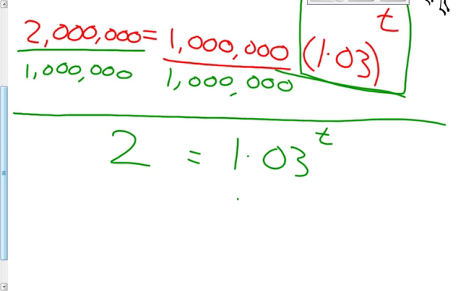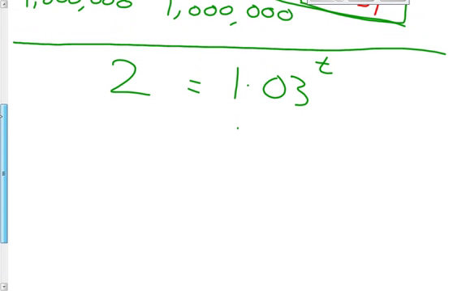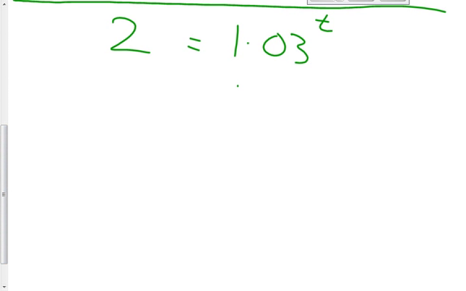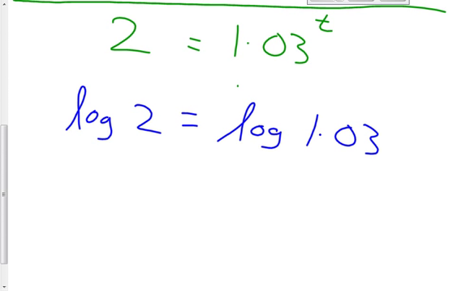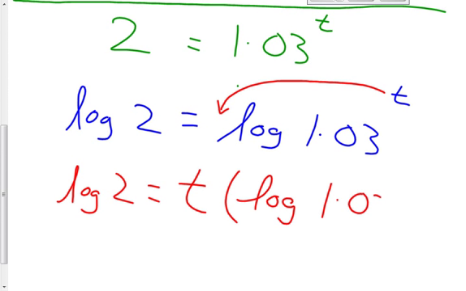So now we need to solve for t. Hopefully this looks familiar with what we've been doing in the past couple days. If I want to solve for an exponent, I've got to use logarithms. So I'm going to take the log of both sides. The log of 2 equals the log of 1.03 raised to the t. So if I take the log of the left side and I take the log of the right side, I am still following math rules. Everything is good to go. We're going to use the power property to move this down in front. So now it's going to be the log of 2 equals t multiplied by the log of 1.03.